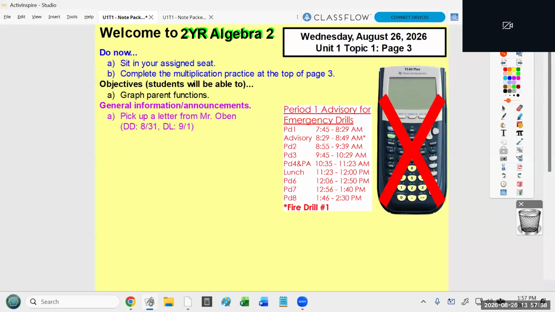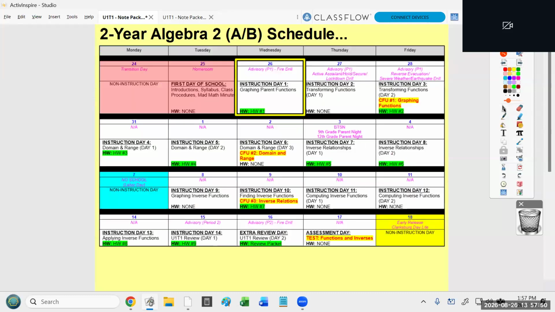All right, so today we are going to start Unit 1, Topic 1. Students have a brand new note packet and homework packet. Students were reminded that yesterday I passed out a letter that is due on Monday this coming week, dead on Tuesday. The first CFU that we'll be taking of the year is this Friday.